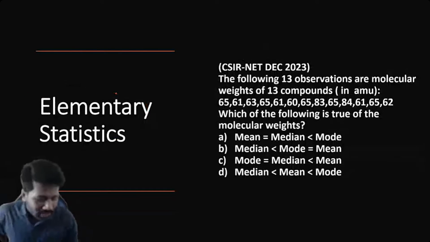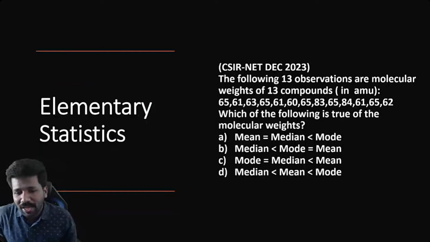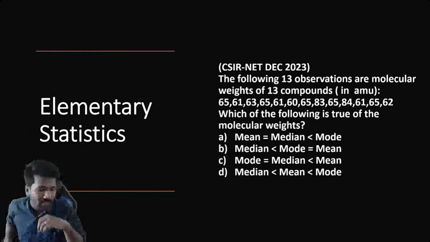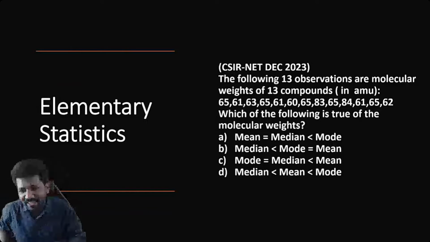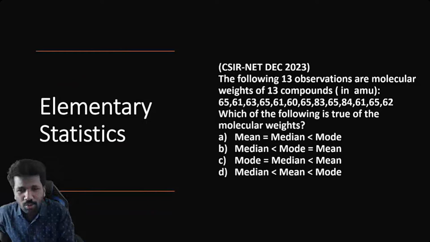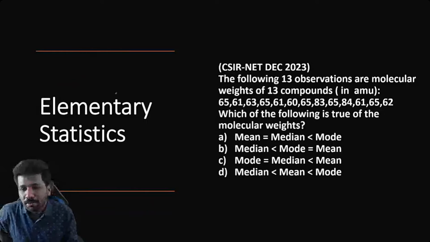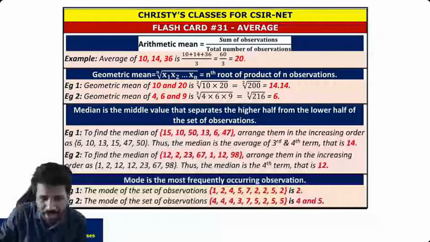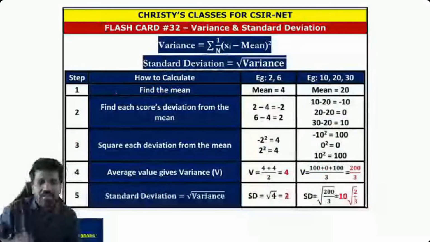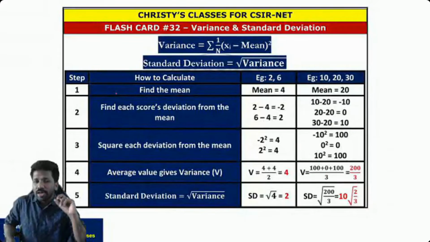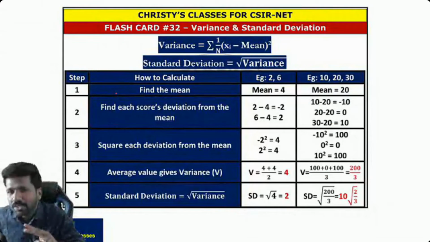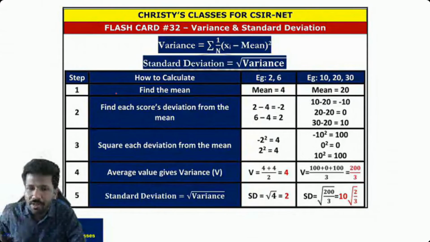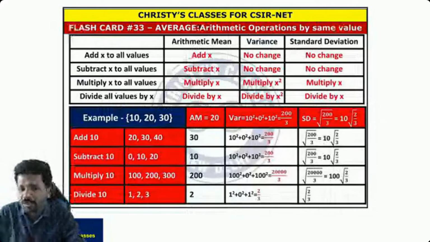Next area is elementary statistics. In elementary statistics, many of the things you have learned in 11th standard, 12th standard, and 10th and 9th standard also. High school and higher secondary classes, what you have learned is important. Like arithmetic mean, median, mode, geometric mean. These are the major things. And also standard deviation, variance. In the last 2 years, I am observing more questions from standard deviation and variance. That is why more content related to standard deviation and variance will also be discussed in this course.